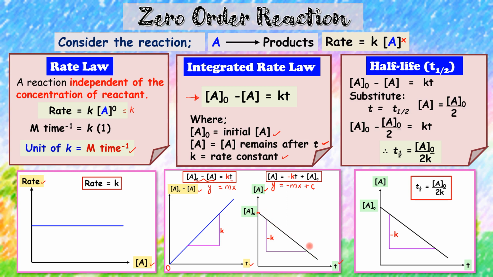Alright, next, half-life. When we substitute t equals t half and [A] equals [A]0 over 2 into the integrated rate law, we get this expression: t half equals [A]0 over 2k. When we plot a graph of concentration A versus time for zero order, the graph will be a negative linear graph, like this, starting from the initial concentration [A]0 with a negative gradient.